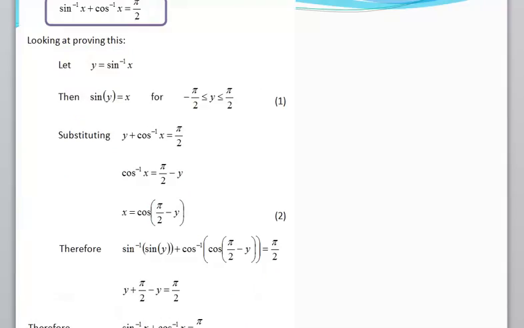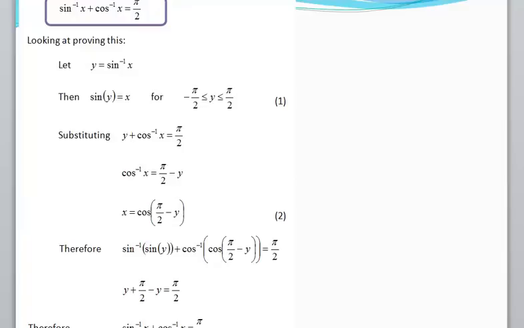And we have one final property here. We have our inverse sine of x plus our inverse cosine of x is equal to pi on 2. If we look here, we're going to let y equal our inverse sine of x. So we move our sine over: sine of y is equal to x in our range, negative pi on 2 is less than y is less than pi on 2.